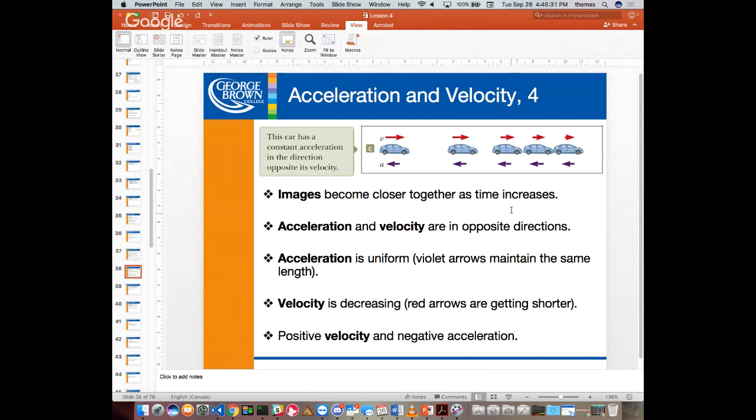When I talk about acceleration, it's the rate of change. If I have a negative rate of change, I have a negative acceleration, which means acceleration is pointing in the other direction. Very, very simple here.